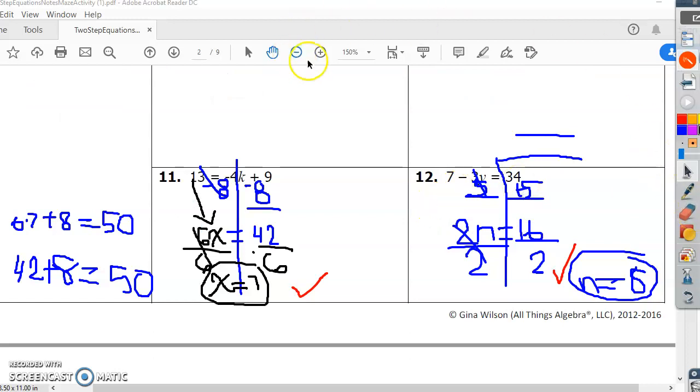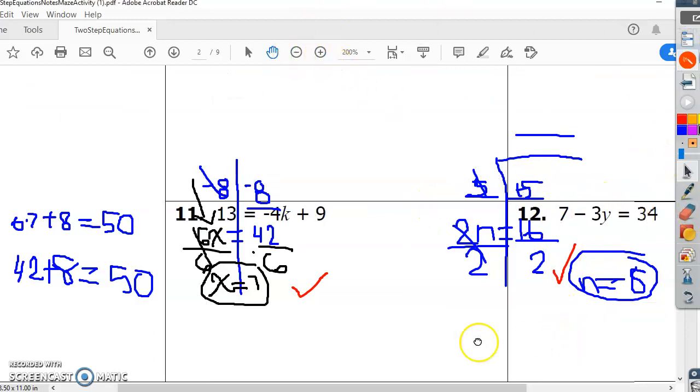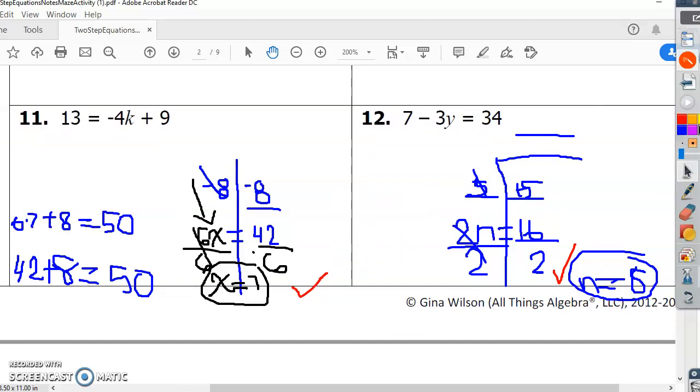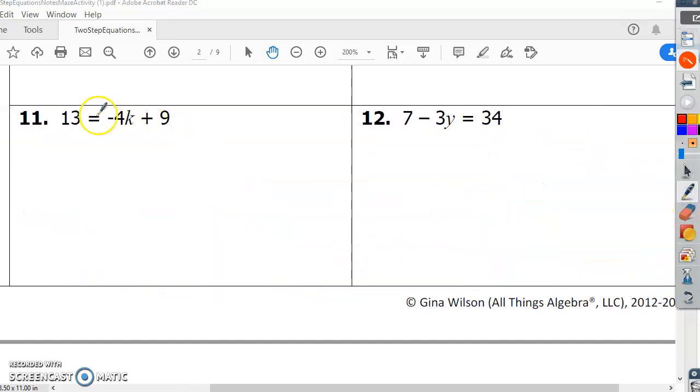I'm going to go ahead and work on 11 and 12. Make it more clear. Okay, so here we go. Divide my equation to help me. So notice now this is a little bit different. The constant, the number by itself is here, and I want to get rid of that first. So I'm going to do minus 9, gone.